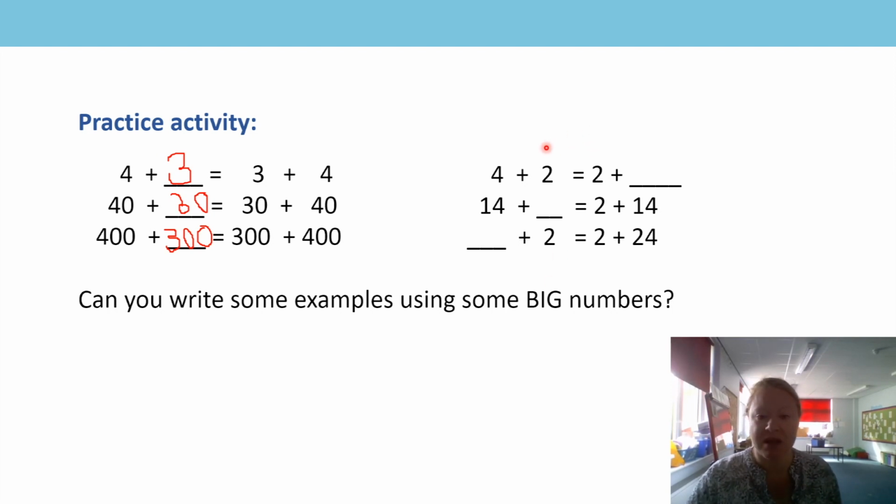Okay. So here on this complete side, we'll look here first. It gives us more clues. We have 4 add 2 equal to 2 add. Good. Our missing number must be 4. Excellent. Let's have a look at the next one.